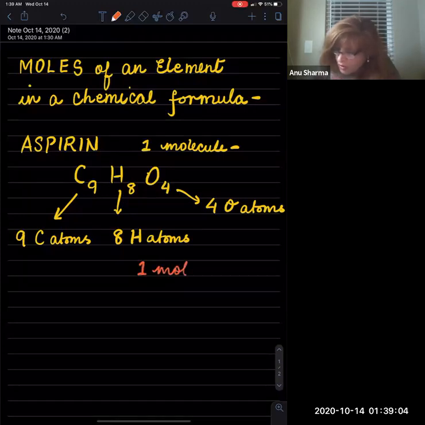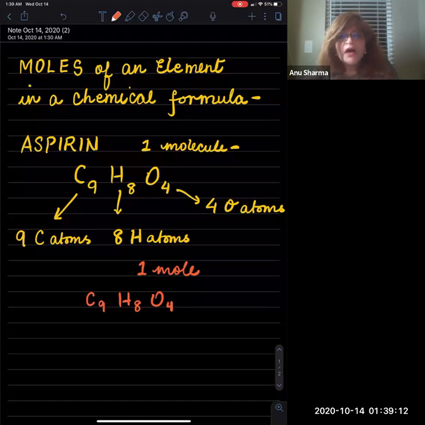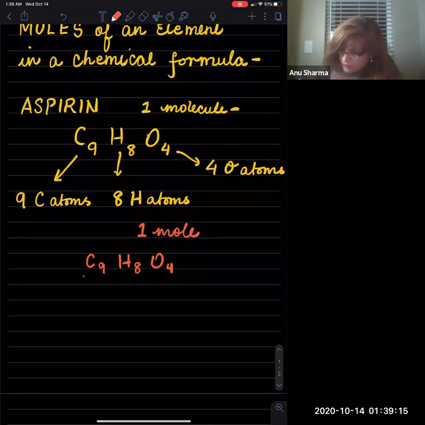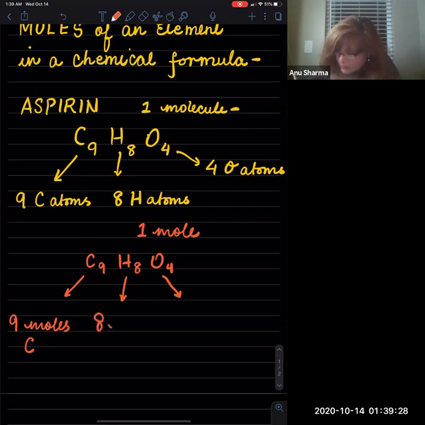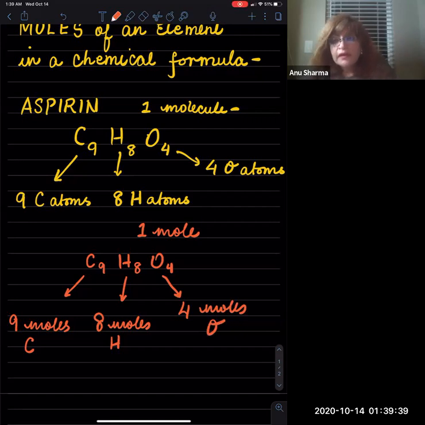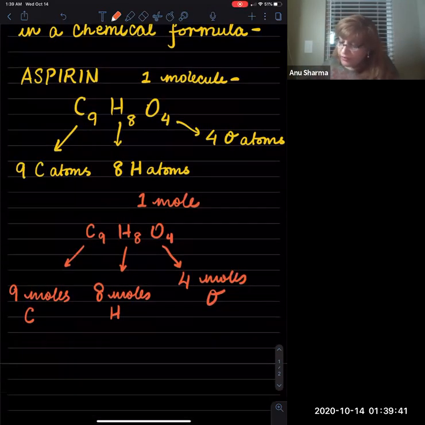1 mole of aspirin, which is still C9H8O4. Okay, then how many moles of carbon, how many moles of hydrogen, and how many moles of oxygen does it contain? The story still remains the same. It contains 9 moles of carbon, 8 moles of hydrogen, and 4 moles of oxygen. Clear? Now, how do you write this?